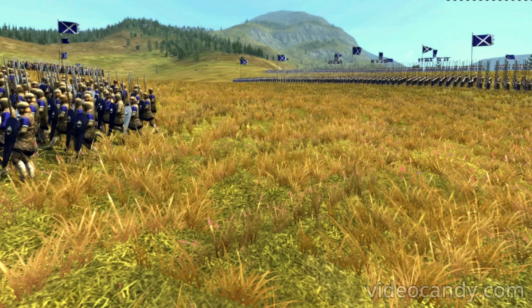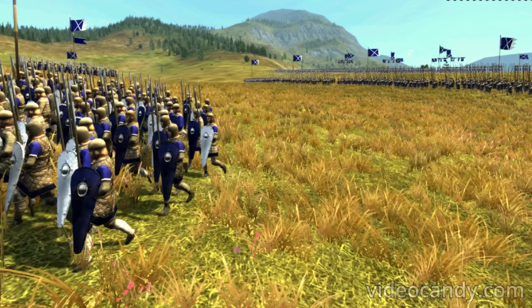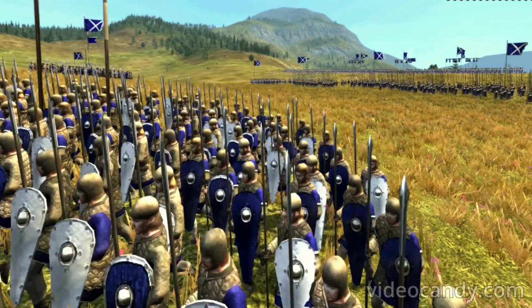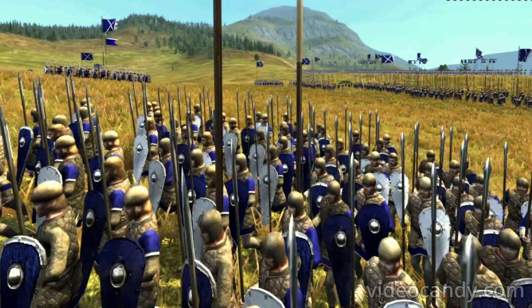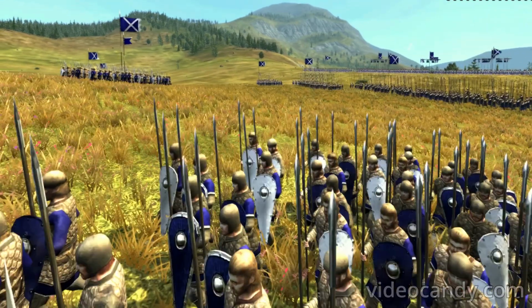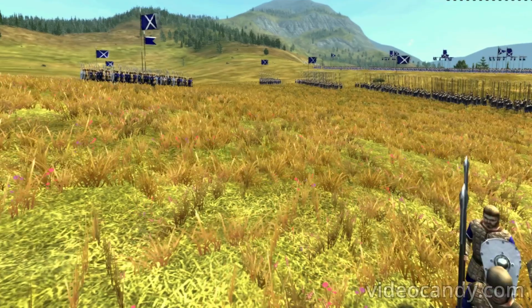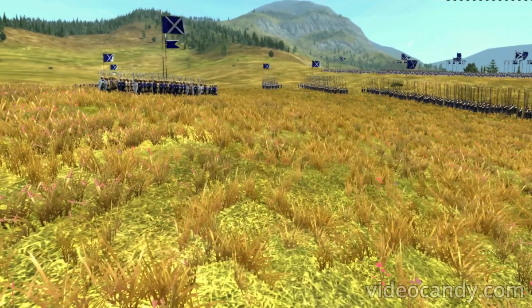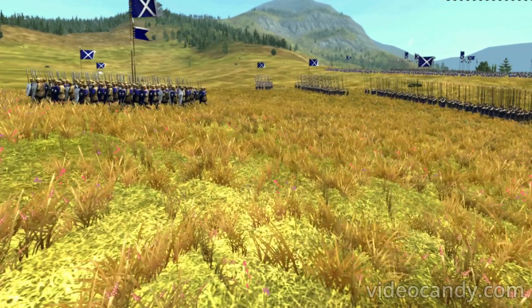1298 AD. King Edward of England marches into Scotland, determined to destroy the rebellious Scots led by Sir William Wallace. The recent battle at Stirling Bridge greatly heightens the morale of the Scottish Highlanders, confident that they would win another battle, this time at Falkirk.